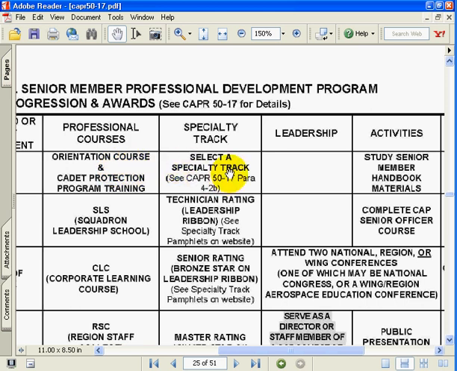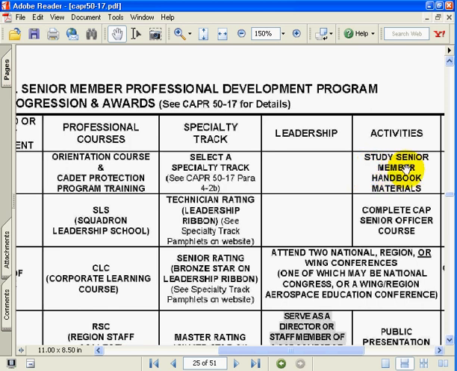And then finally, selecting a specialty track. The specialty track is basically a duty position that you will be progressing in throughout the rest of your CAP career, but you can change them as you go along. But basically, this is the job at the squadron level or unit level that you'll be working in and developing your skills.